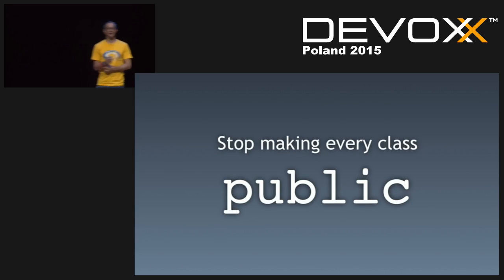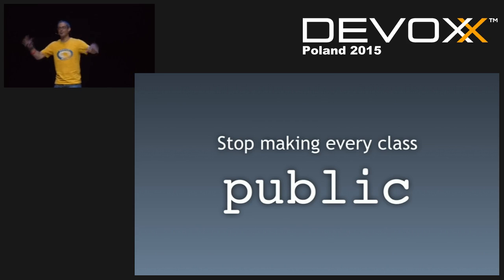Stop making every class public. Right? This is the most concrete advice I think I could probably give you today. You've seen it. If we have a code base where everything is public, it's really easy to take shortcuts. I'm just going to call that thing there because it's public. I'm going to jump through the layers because it's public. I'm going to go back up the layers because stuff is public.